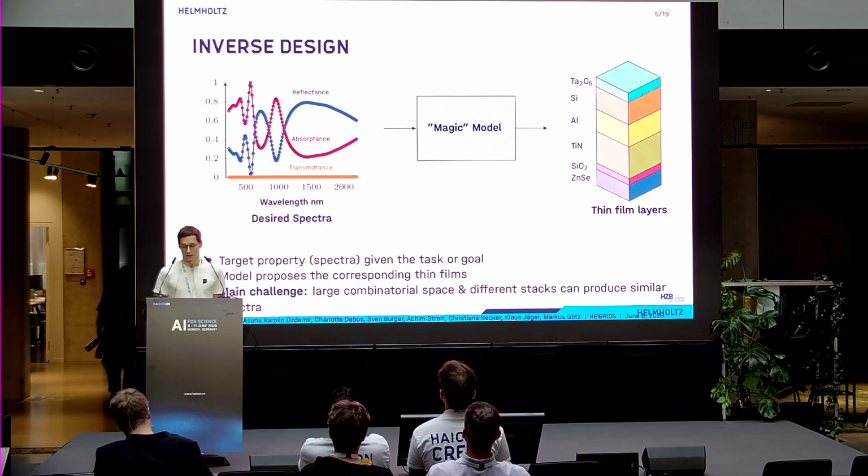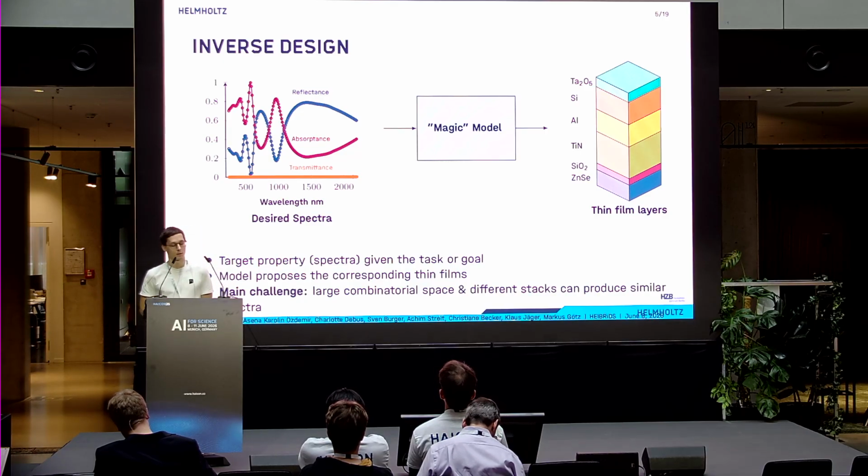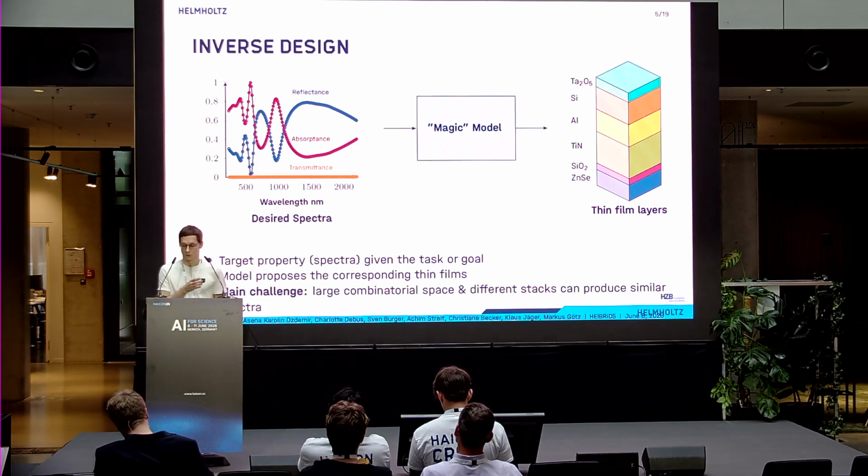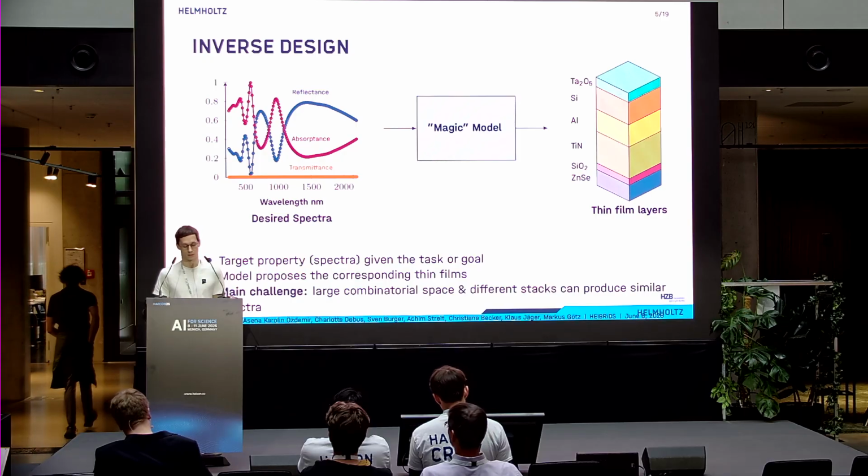This topic has some challenges. One is that there are many combinations possible of materials and ordering of the materials, and we are looking at about 20 layers of 20 different materials with about 50 different thicknesses. So the combinatorial space is quite large. But also there's the issue of non-uniqueness. You can have many thin film layer stacks which create a similar or the same spectrum.